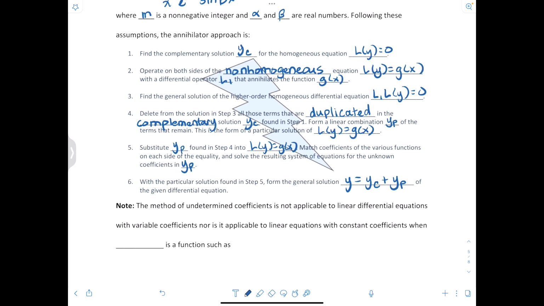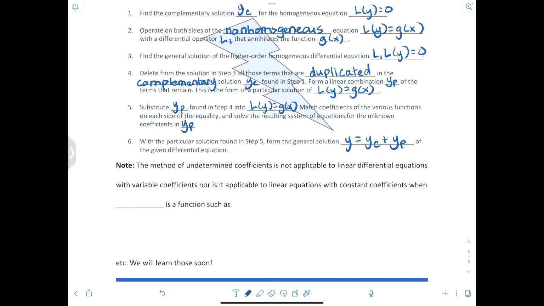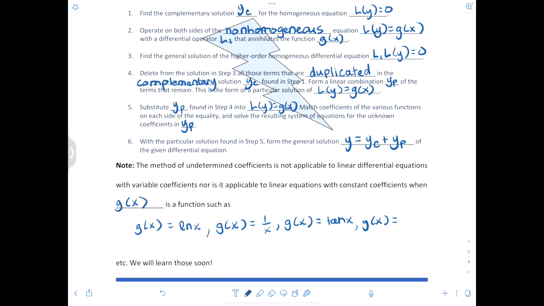Note, the method of undetermined coefficients is not applicable to linear differential equations with variable coefficients, nor is it applicable to linear equations with constant coefficients when g at x is a function such as natural log of x, 1 over x, tangent of x, or arcsine of x, or inverse sine of x, etc. We will learn those soon.